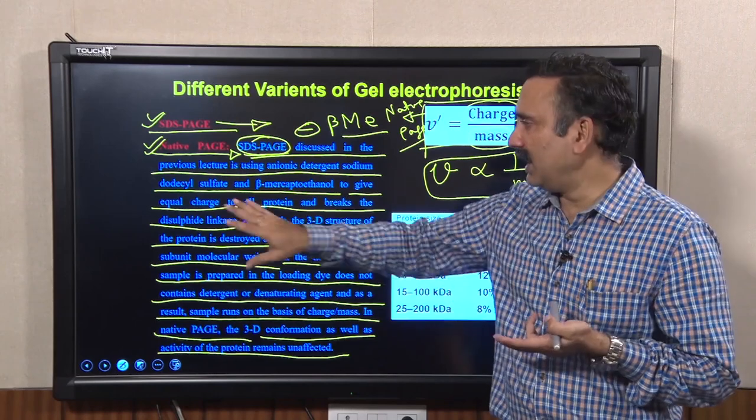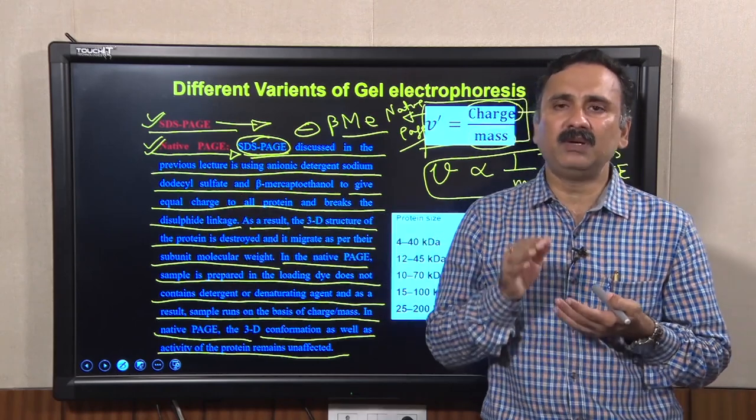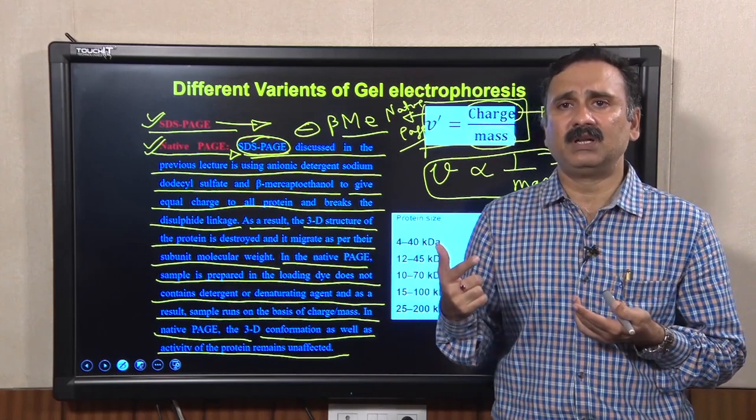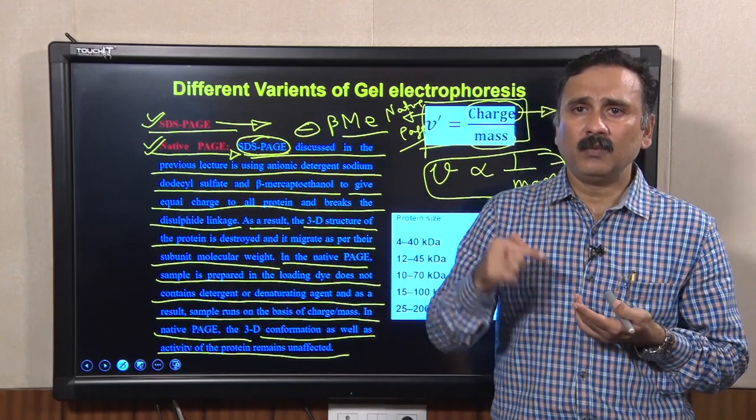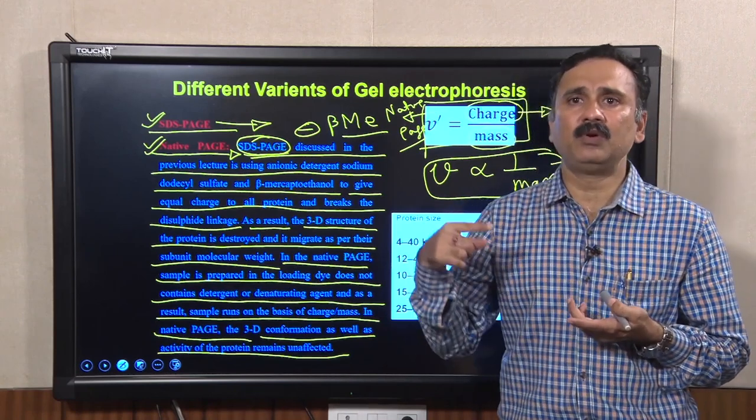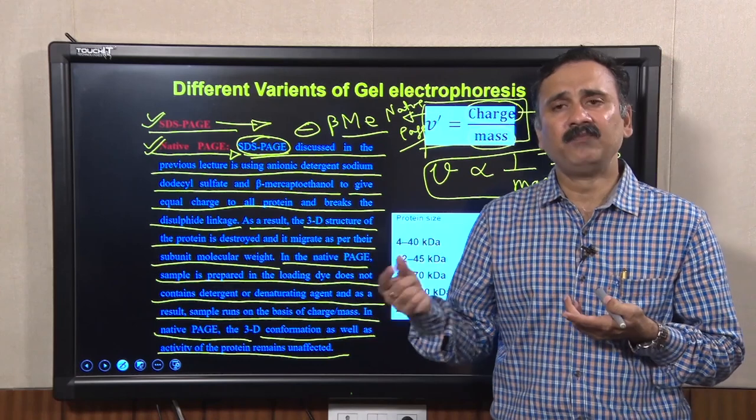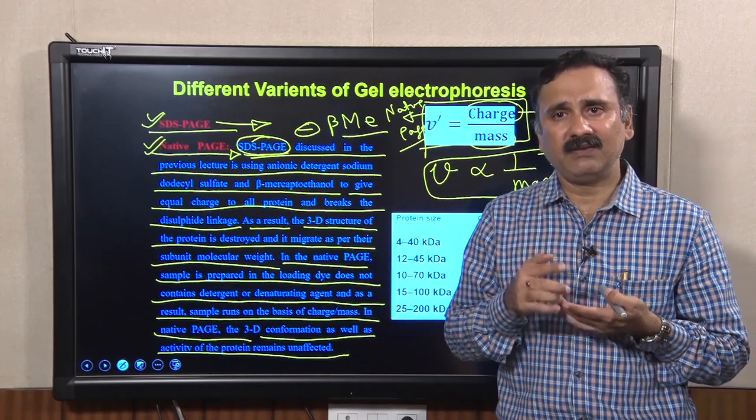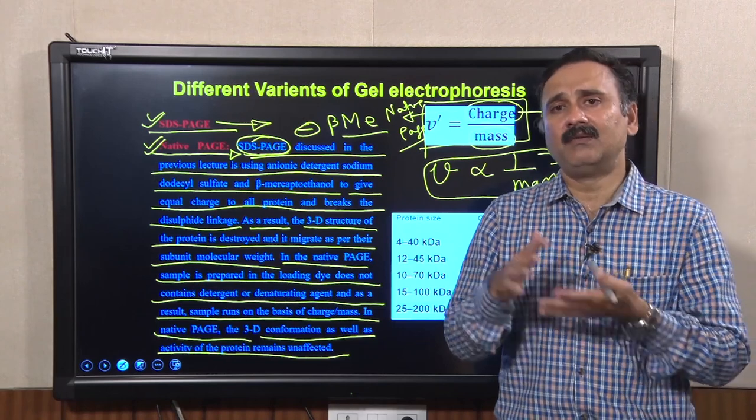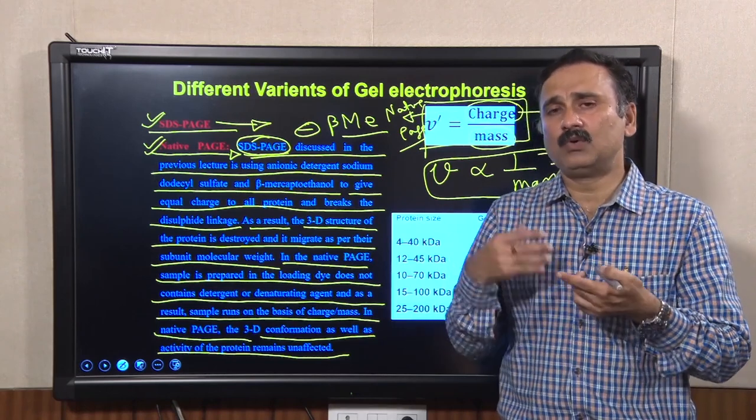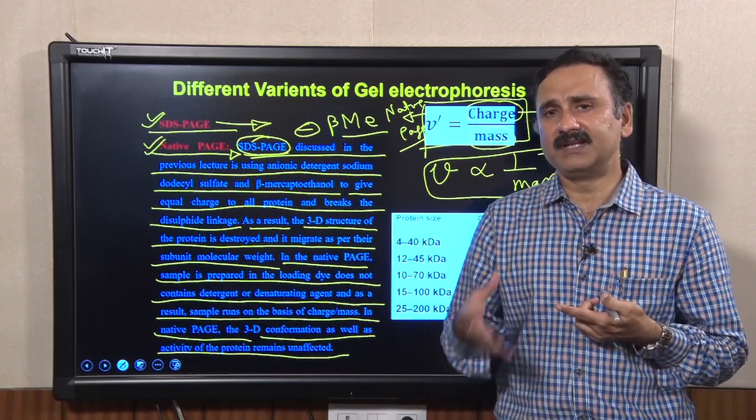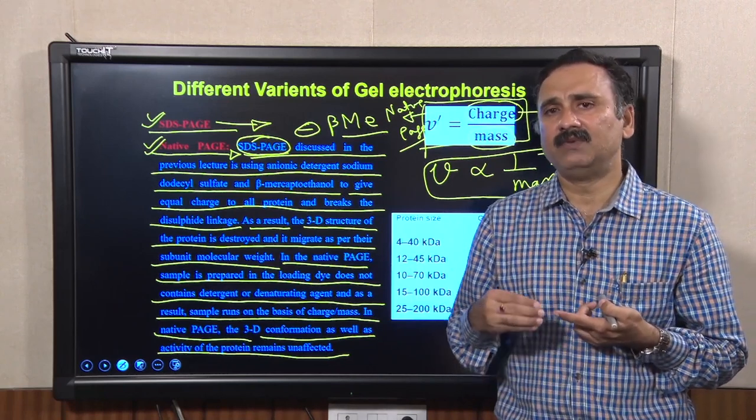Number two, with the help of the native PAGE, because the native PAGE is going to maintain the three-dimensional conformations, it is also going to maintain the activity of the protein. So you can do the functional activities, you can do a lot of activity assays when the protein is present in the gel, and you can resolve many questions related to the biochemical activity of that particular enzyme or protein.